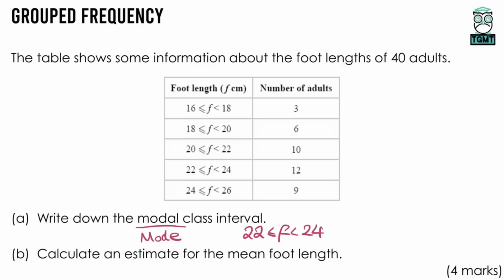It then says as well to calculate the mean. Now when we are working out the mean, we always just multiply across the rows, get the totals, and then divide by how many there are.